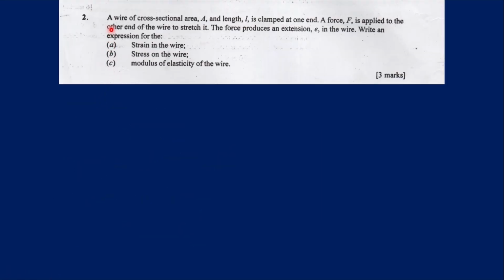Question 2. A wire of cross-sectional area A and length L is clamped at one end. A force F is applied to the other end of the wire to stretch it. The force produces an extension E in the wire. Write an expression for A, the strain in the wire.